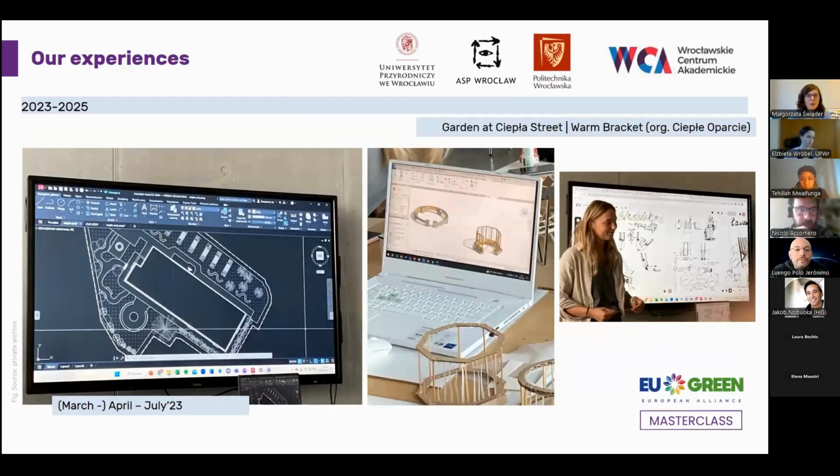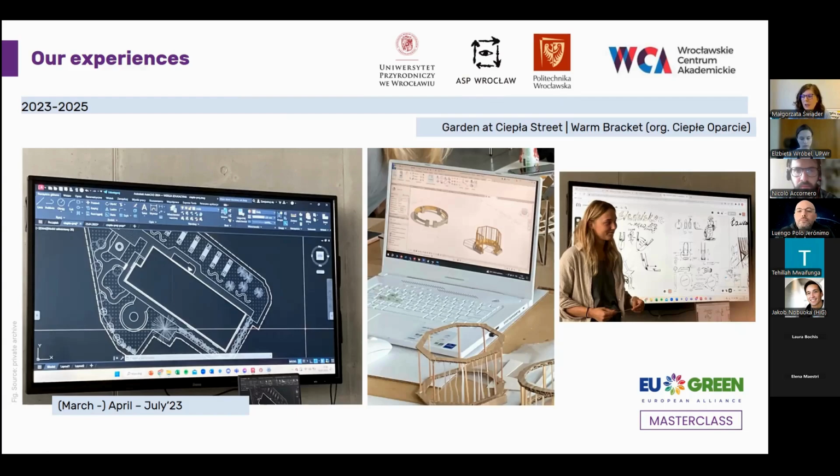And the one biggest project that I would like to describe now is a project that we were doing in three universities. Our university, so Wrocław University of Environmental and Life Science, and two groups of students. One from the field of study which is spatial management, the other one is landscape architecture. We also have students from the art university and also from the polytechnic. And again, the funds were obtained from the Wrocław Academic Center.